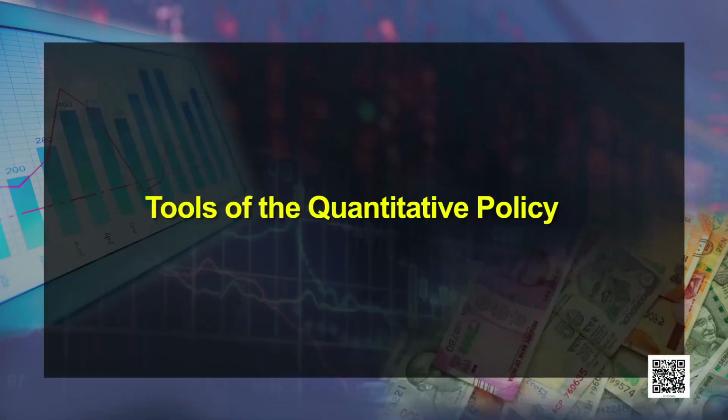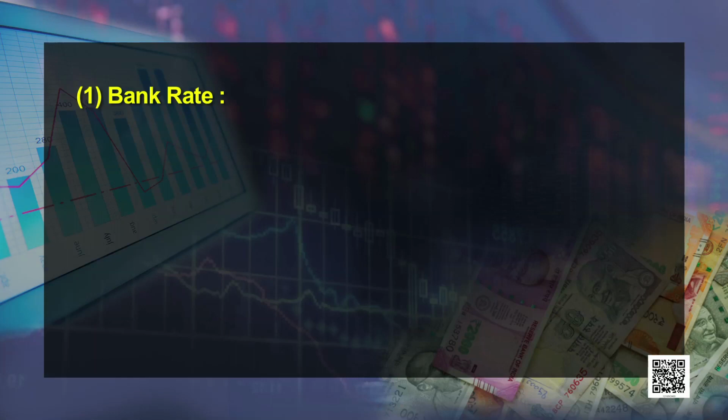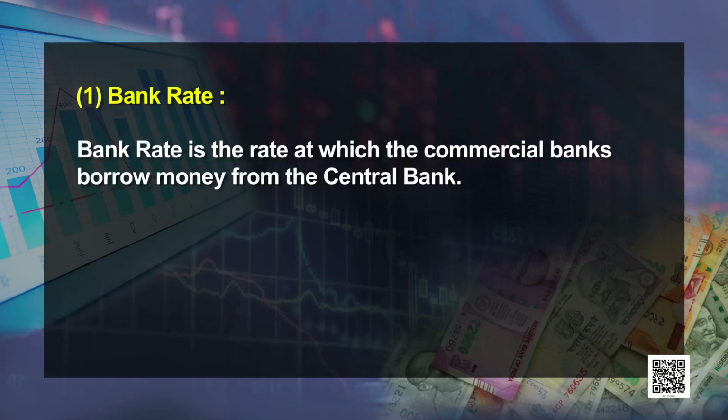So when we study the tools of quantitative policy, the first tool that comes into our mind is bank rate. Now what is bank rate? Bank rate is the rate at which commercial banks like State Bank of India, Punjab National Bank borrow from the central bank. As we borrow from commercial banks, commercial banks are also forced to borrow money from the central bank because sometimes they are short of resources. Now what do commercial banks pay to the central bank? They pay bank rate. Similarly, when we borrow from commercial banks, we pay them interest rate.